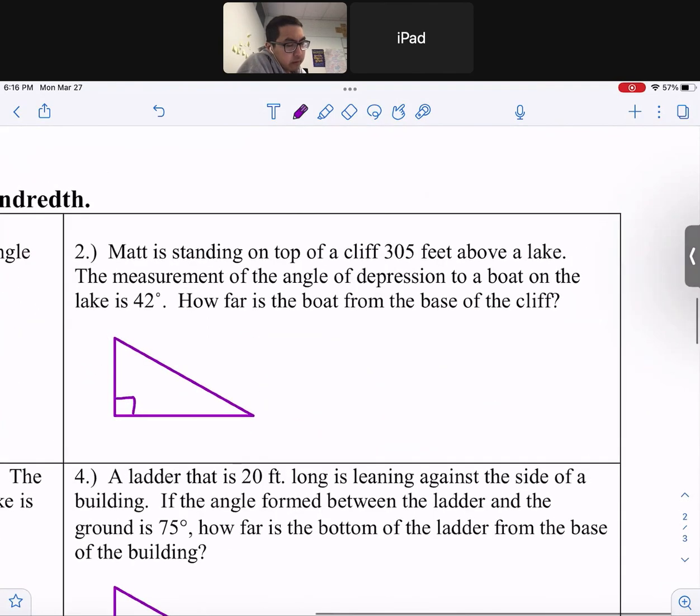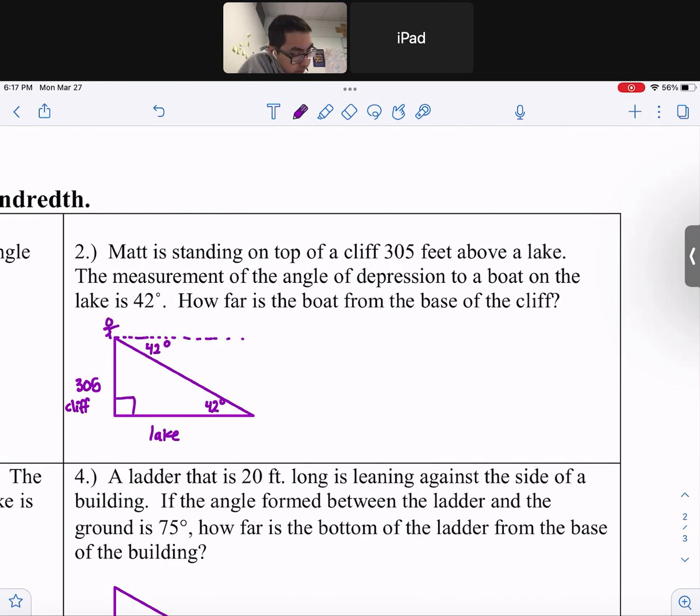Number 2. Matt is standing on top of a cliff 305 feet above a lake. So here's our cliff, 305 feet, and Matt is standing on top of the cliff. This is the lake, by the way. The measurement of the angle of depression, which is formed with the ceiling, would be this angle right here. Remember, angle of depression is the same as the angle of elevation, which is formed with the ground. They're congruent.